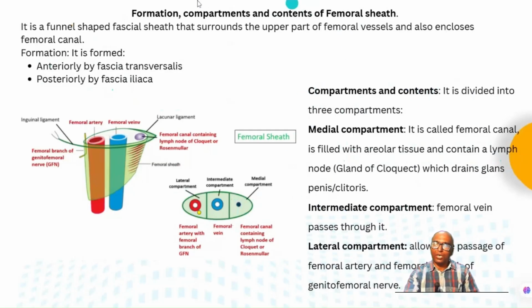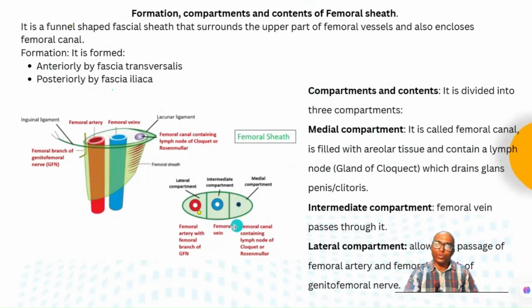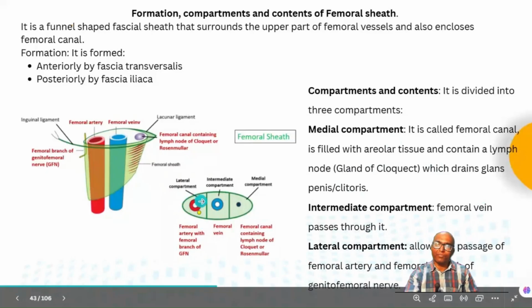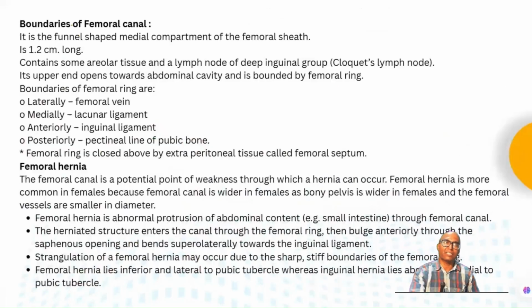Okay. So the contents of this particular femoral sheath: it is divided into three compartments. The medial compartment contains the gland of Cloquet along with the loose areolar tissue. The intermediate compartment contains the femoral vein, and the lateral compartment allows the passage of the femoral artery along with the femoral branch of the genitofemoral nerve. So these are the contents of the femoral sheath along with its compartments. This can be asked as a single best answer question.